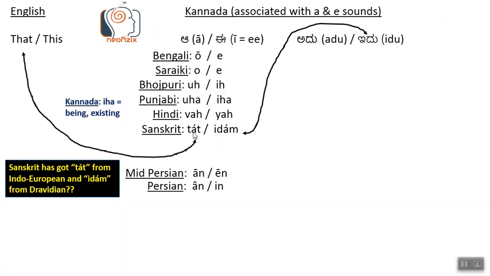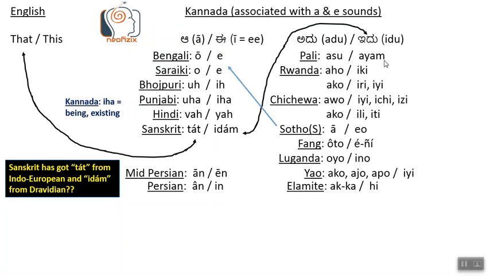But the Sanskrit word for that is pretty similar to the English word that, which is tat. So in Sanskrit, tat means that in English. So they are pretty close. So it's possible that Sanskrit has got this word tat, or that, from Indo-European, and this idam from Dravidian, which means this. And there are many other Indian languages also which have this e sound. And possibly Sanskrit has got it from this Dravidian root e. It's got a mixture of tat from Indo-European and idam from Dravidian. Also, we note that the Middle Persian and the Persian languages have words pretty similar to this Dravidian a and e.